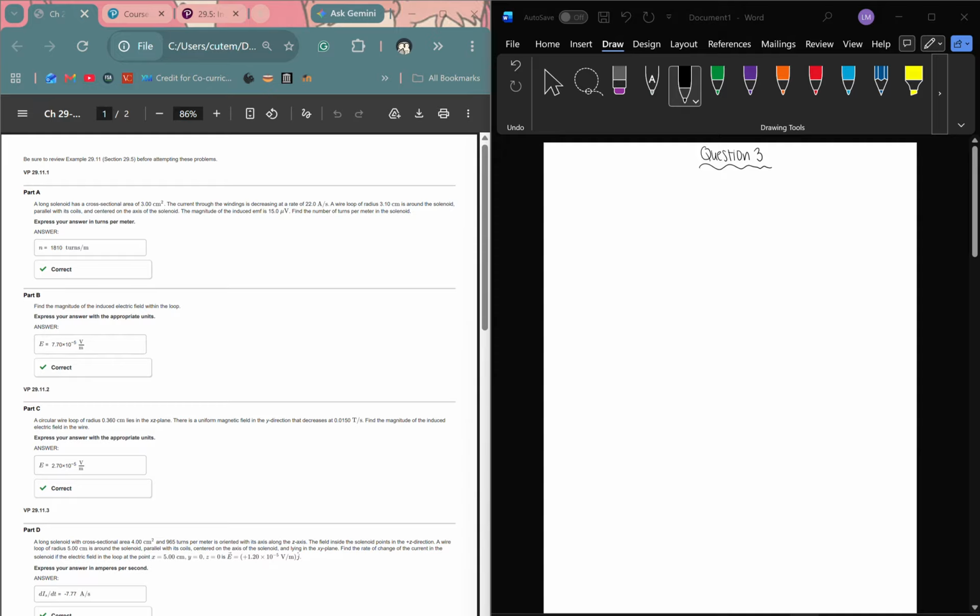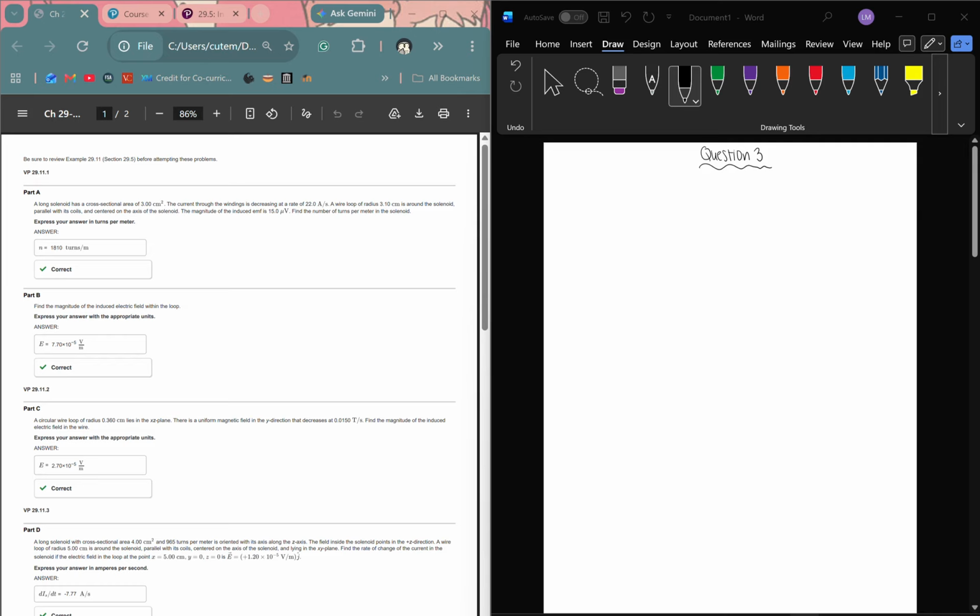A long solenoid has a cross-sectional area of 3 centimeters squared. The current through the windings is decreasing at a rate of 22.0 amperes per second. A wire loop of radius 3.10 centimeters is around the solenoid, parallel with the coil and centered on the axis of the solenoid. The magnitude of the induced EMF is 15.0 microvolts. Find the number of turns per meter in the solenoid.